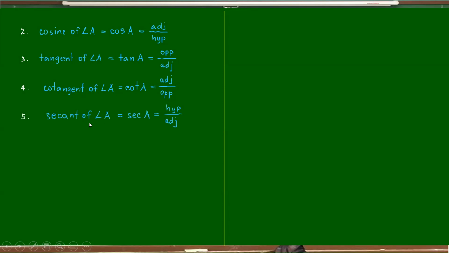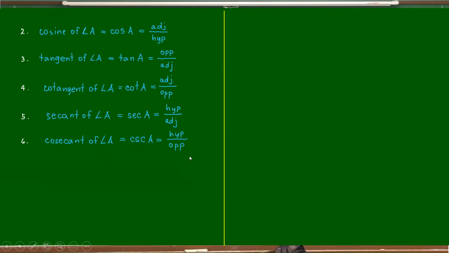Number 5, we have secant of angle A, or in abbreviated form, sec A, which is equal to hypotenuse over adjacent, the reciprocal of cosine of angle A. And then last, we have cosecant of angle A, or csc A in abbreviated form, and it's the reciprocal of sine of angle A. So again, cosecant of angle A is equal to hypotenuse over opposite.